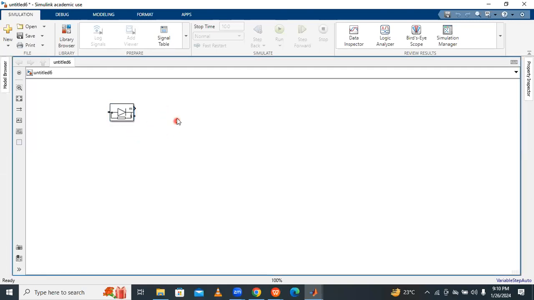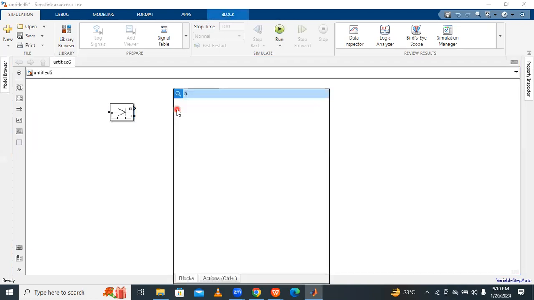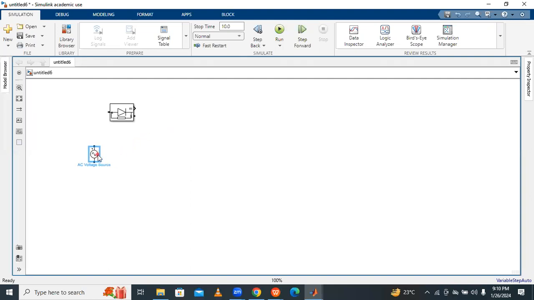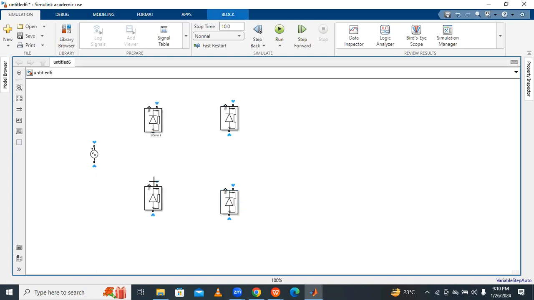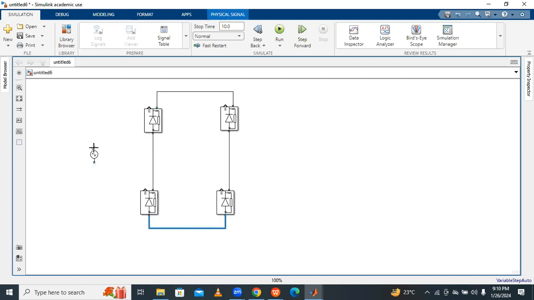This is the diode. Next, take one AC voltage source, a single phase AC voltage source, and place it here. Press Ctrl R to rotate. Place four diodes in this way, copy the four diodes, and connect them like a bridge rectifier. Connect the positive of the source to one pole and the negative of the source to the other pole of the bridge rectifier. This is the AC voltage source.